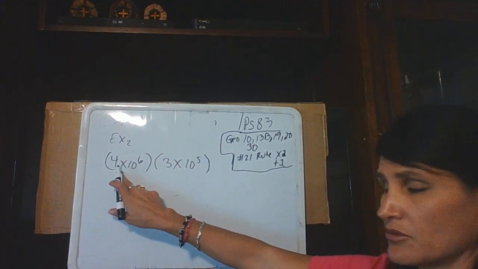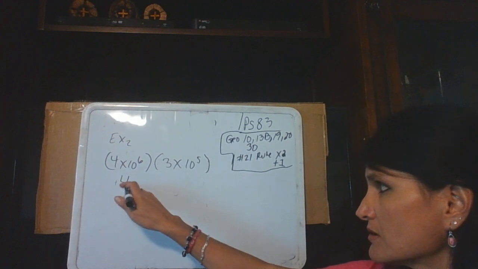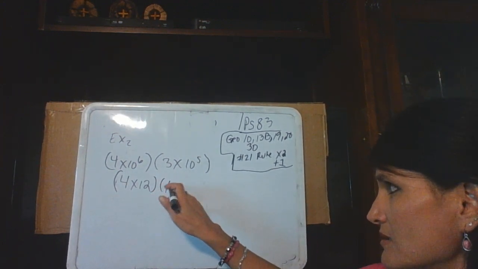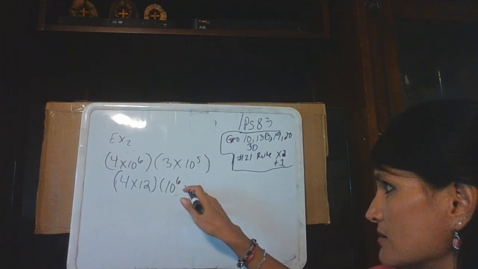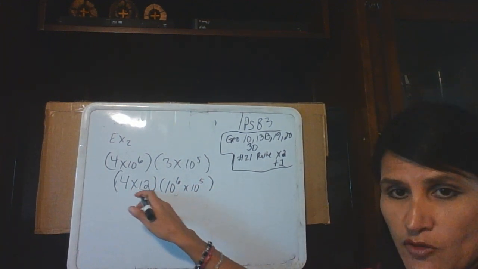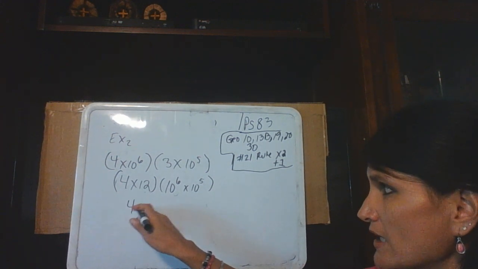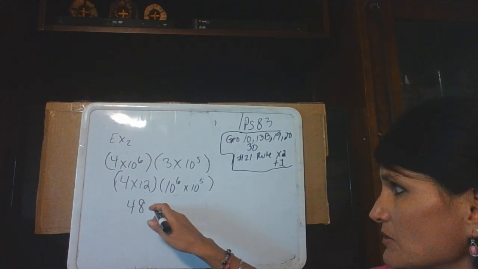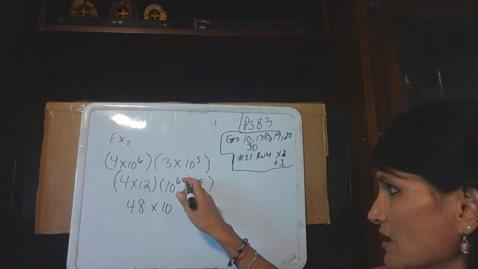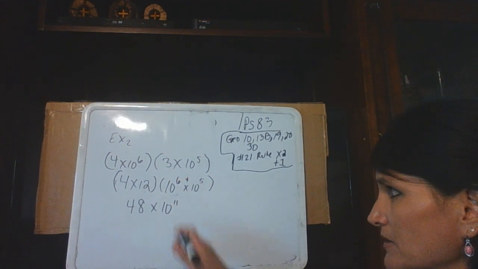Okay, so again, I'm going to write this as 4 times 3. And then I'm going to write this as 10 times 6 times 10 to the 5th. I'm going to multiply 4 times 12, and I'm going to get 48. And then I'm going to say times 10 to the, add those and you get 11.